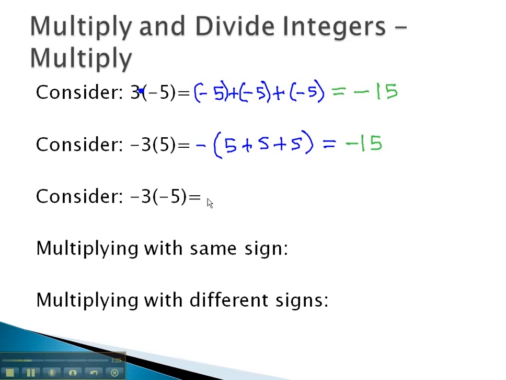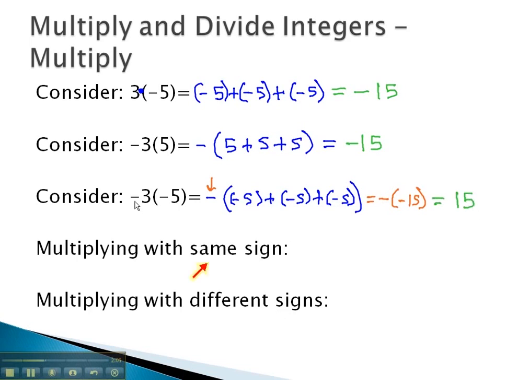As we multiply minus 3 times minus 5, we can now say we need the opposite of 3 negative 5s. Which means inside the brackets here, we've got minus 15, but on the outside of the brackets, we want the opposite of that. And the opposite of minus 15 is positive 15. Therefore, when we have the same sign, a negative times a negative, we end up with a positive solution. When we have the same sign, the answer is positive.